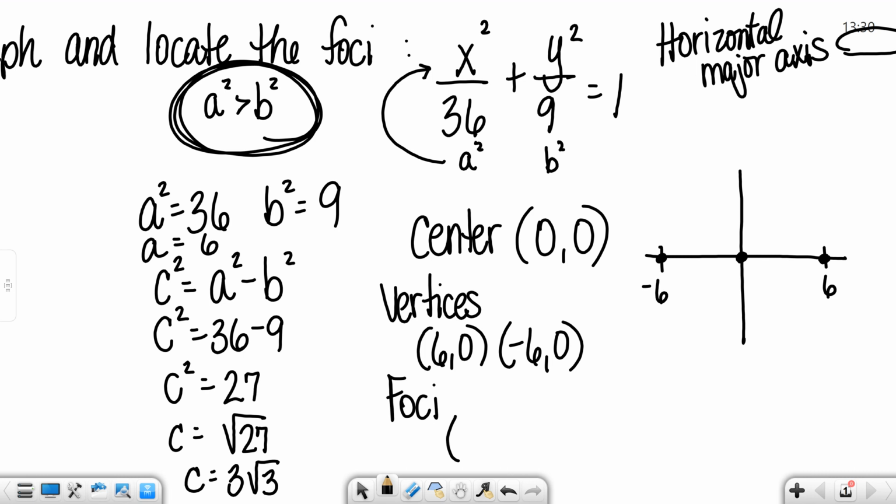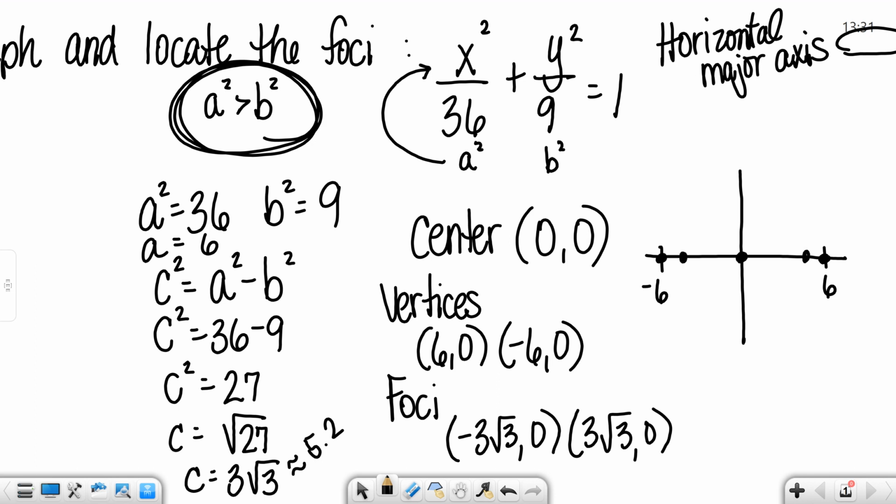Let me whip out my calculator and I'll tell you what the decimal is, because I know that makes some of you feel better. That's about 5.2. Okay, that's not a value that we really need on our paper, but we might need it for looking at the graph. All right, so my foci are, do not use the decimal here, negative 3 root 3, 0, and positive 3 root 3, 0. Because remember, they are on the major axis. So these two are my foci, these two are my vertices.